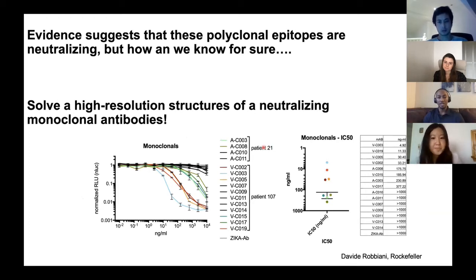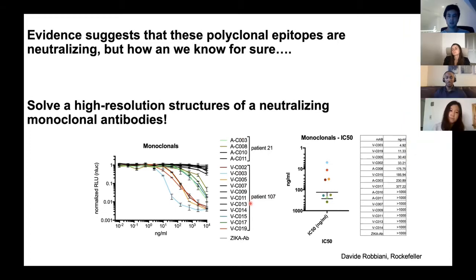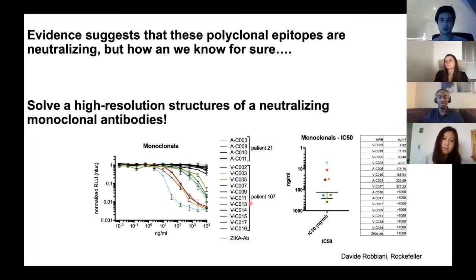He actually isolated them at the very beginning, since these were two of the first individuals to enroll in our study, from patient 21 and from patient 107. And if you recall, patient 107 had very low neutralizing activity within his plasma, and we also weren't able to determine any predominant epitope from the polyclonal EM mapping. But Davide was able to isolate a number of monoclonal antibodies from his memory B cells that had very high neutralizing activity, including this BC003, which had a neutralizing IC50 of around 5 nanograms per mil.